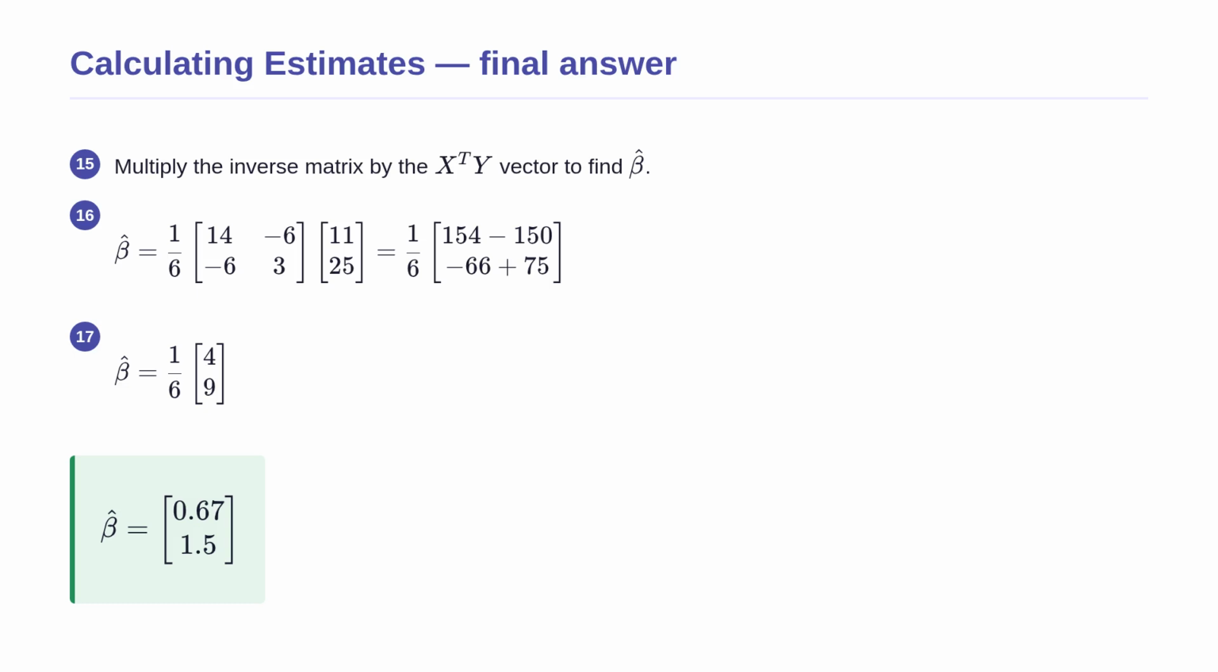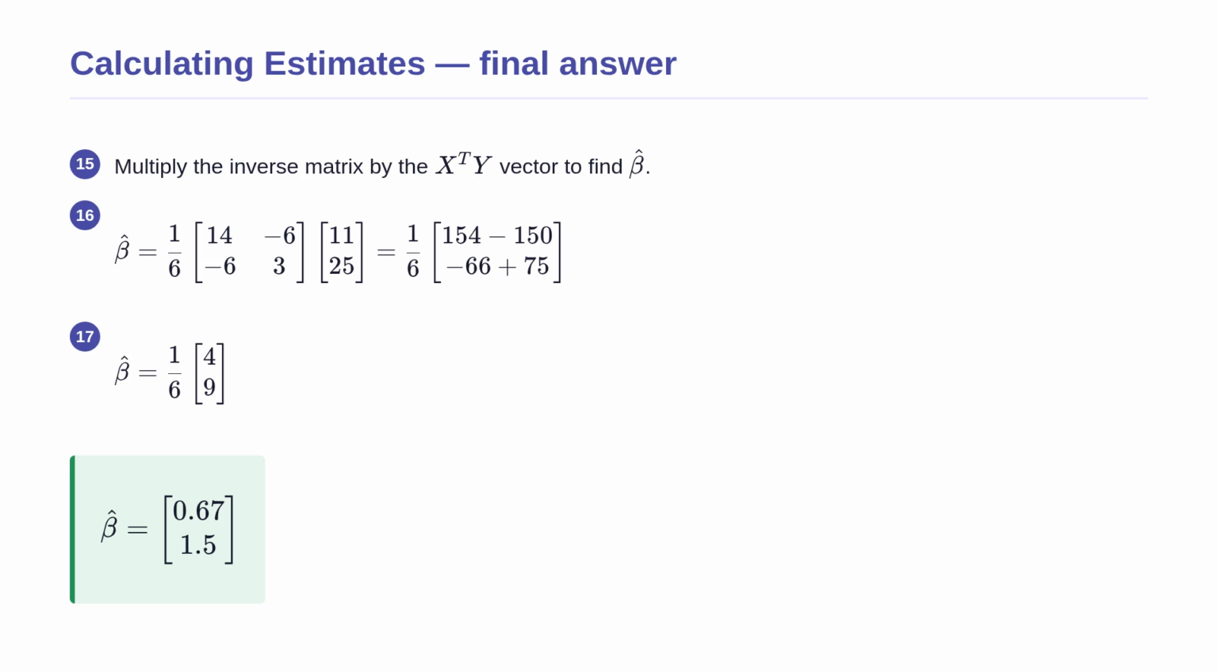Finally, we multiply this inverse matrix by our x transpose y vector to find our estimated coefficients, beta hat. After performing the multiplication and dividing by 6, we get our final answer. The top value, 0.67, is our estimated y-intercept. The bottom value, 1.5, is our estimated slope.